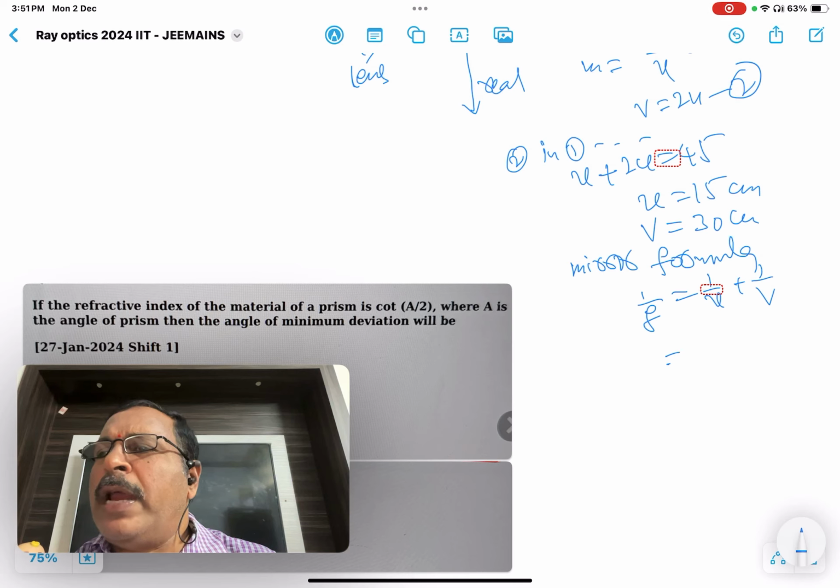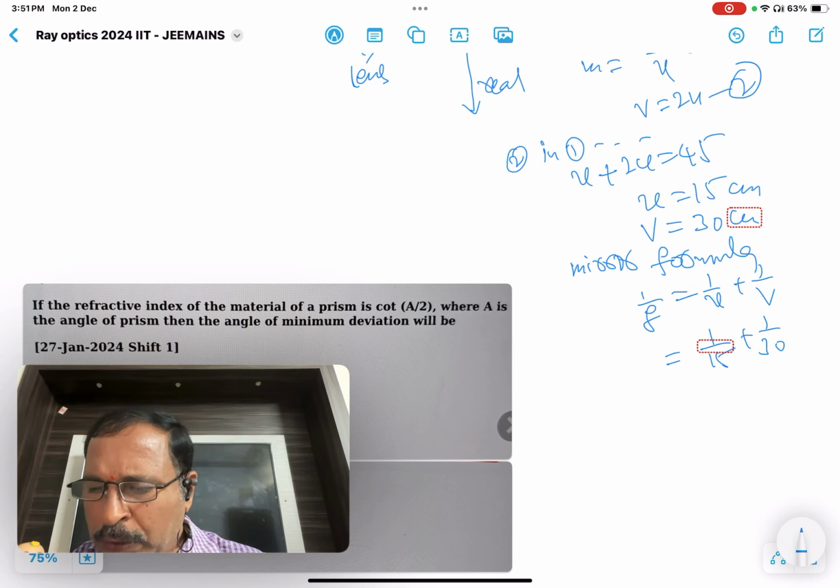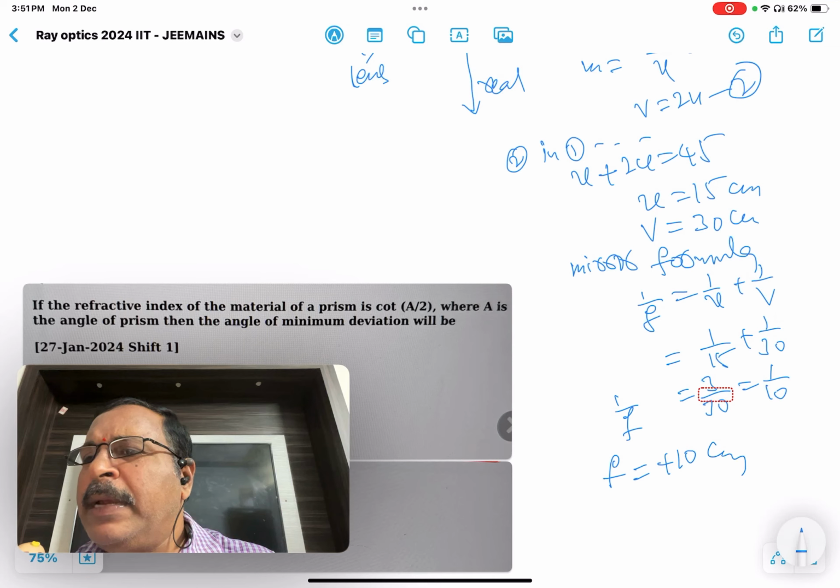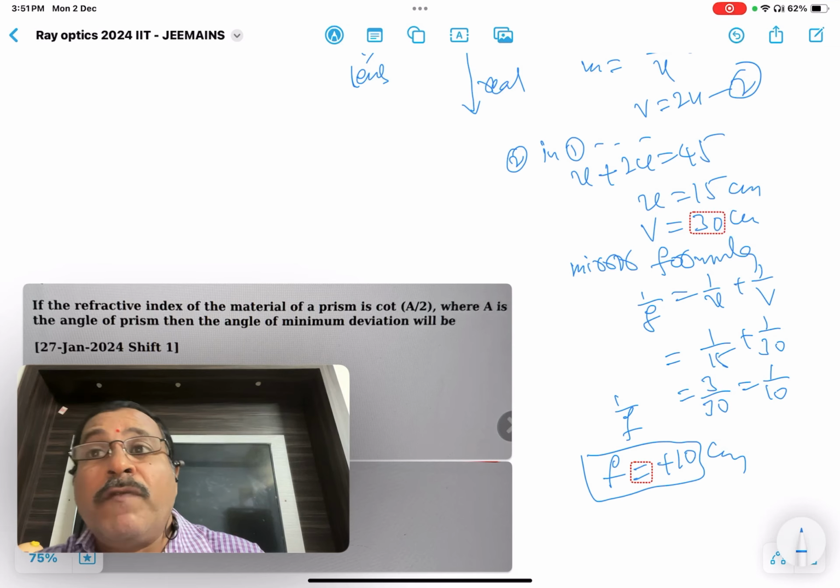Then substitute the values there: 1 by 15 plus 1 by 30. So 1 by 15 plus 1 by 30 is 3 by 30, that equals 1 by 10. Therefore, the focal length value is plus 10 centimeter, because it is a convex lens.